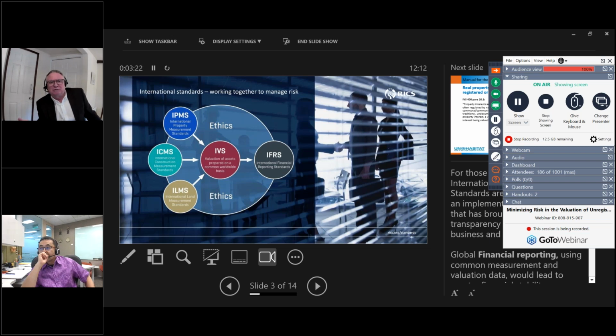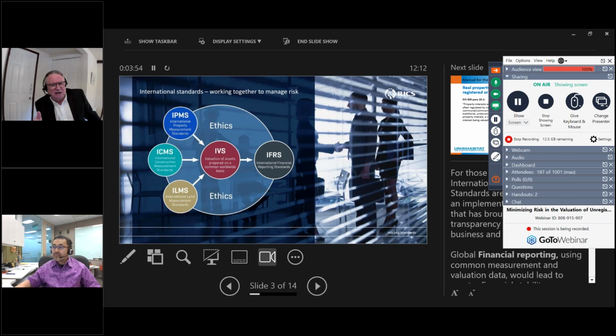They create a common language for understanding across borders. International construction measurement standards exist to make sure that there's not a waste of time in the preparation of construction measurement issues, of bills of quantities. And again, those feed through into the international valuation standards and on up into IFRSs. And international land measurement standards. International land measurement standards aren't about measuring land. We've been pretty good at measuring land for a long time.